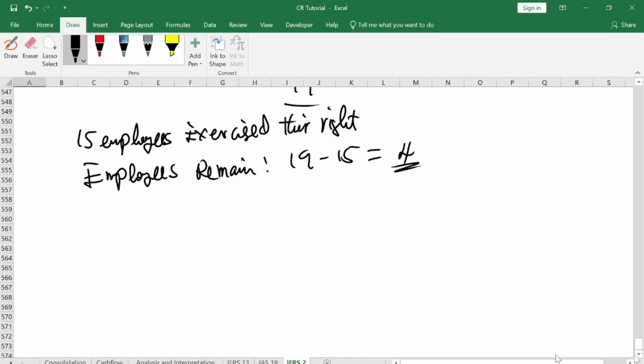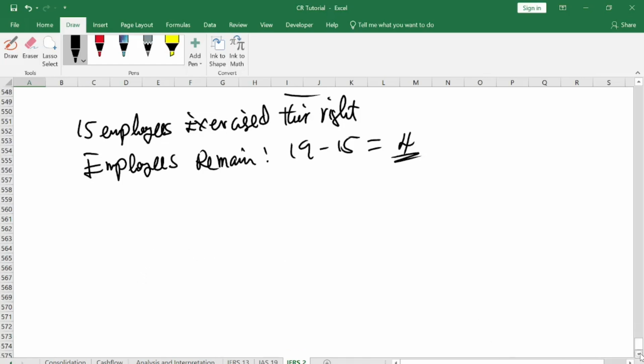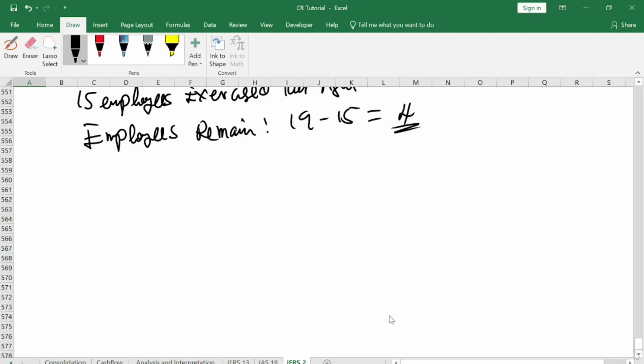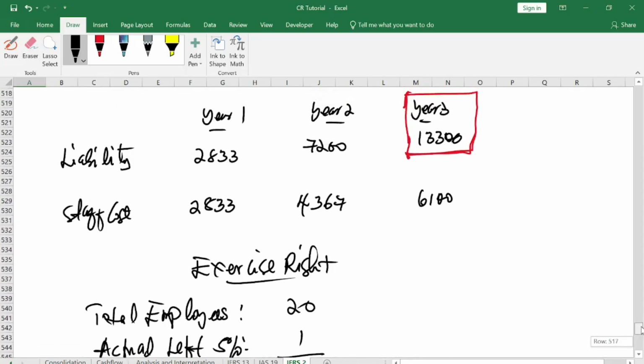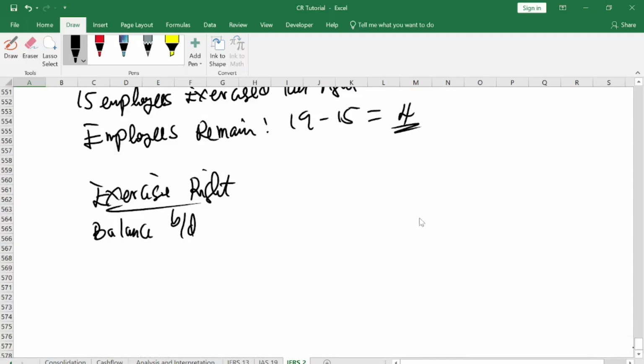So what next? So now you are coming to pay. So how do you pay? So you come here, the exercise right. You will start with your balance brought down. How much is the balance brought down? 13,300. You have this money to settle. This is the money that you have to settle. How much are you settling?